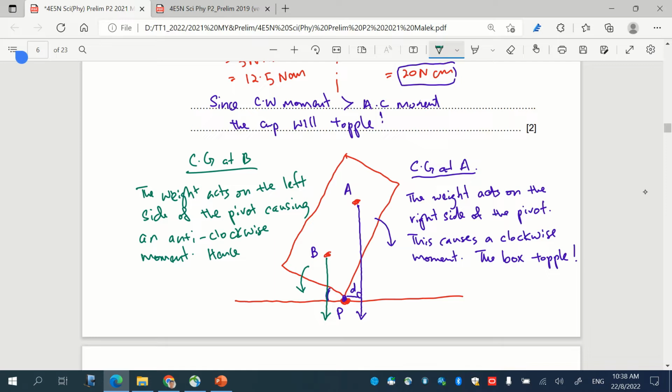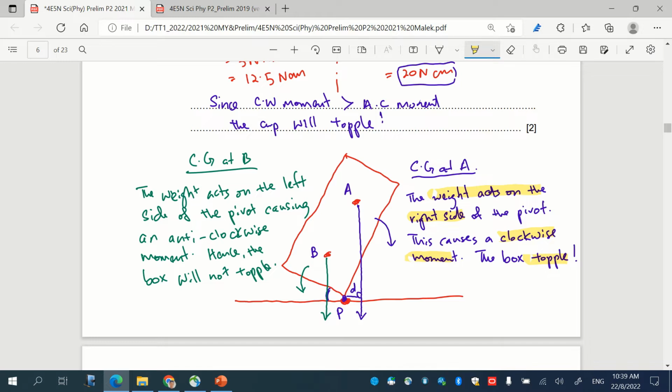Hence, the box will not topple. So let's look at the answer. Let's look at our answer again. If I look at my answer, I must always see how I draw the weight. I must describe the weight acting on which side of the pivot. Then whether it will cause a clockwise or anti-clockwise moment, then you conclude whether the box will topple or will not topple.